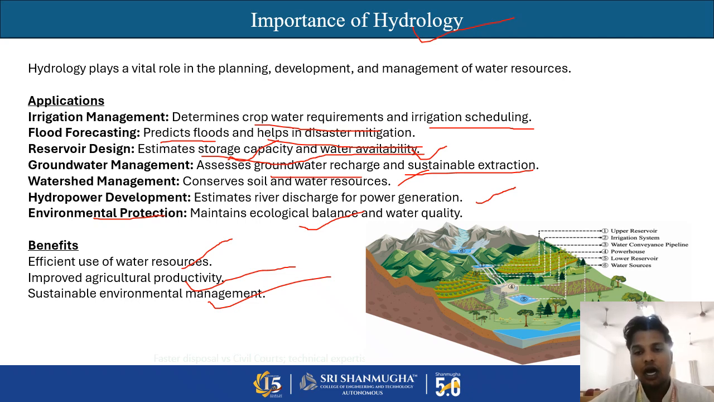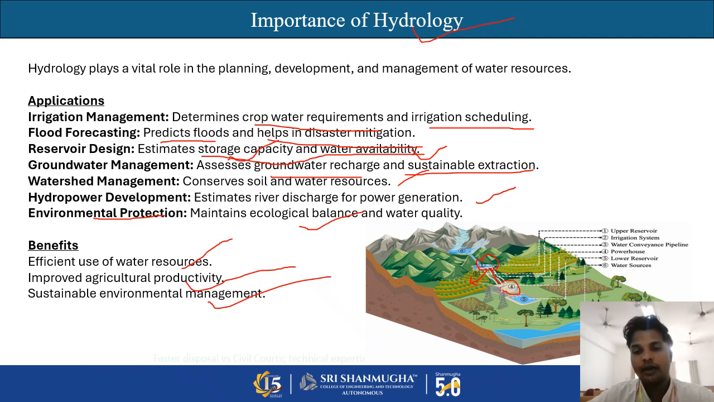Here you can see the reservoir is constructed in that place. That reservoir water is used for irrigation purposes. So through the water conveyance pipelines, it is transferred from a high head area to a low head area. So there, we have made the powerhouse in that area.